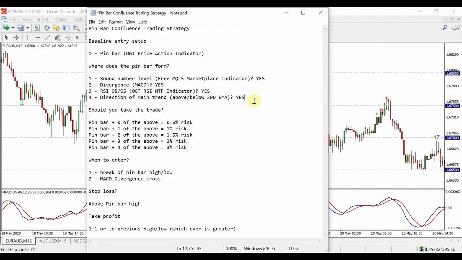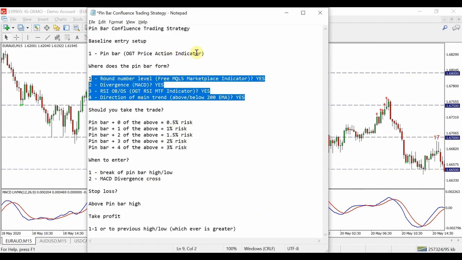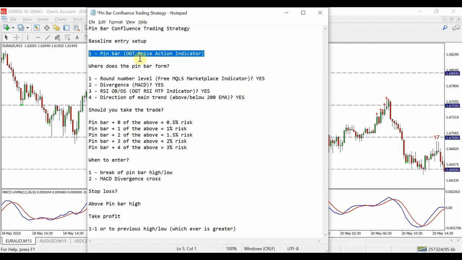So as you can see, we had our base strategy, our base entry set up. The reason to come to the chart is a pin bar is formed, and again, it will take time, it will take practice, but every time a pin bar is formed, just ask: is it a round number? Yes or no? Is it divergent? Yes or no? Is it overbought or oversold on multiple time frames? Yes or no? Is it above or below the 200 EMA?